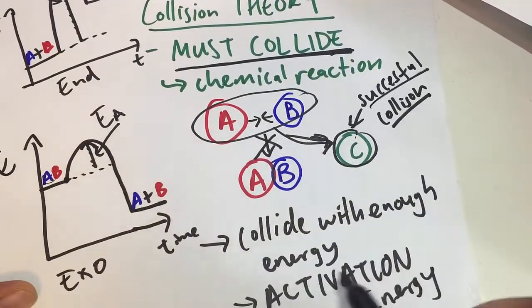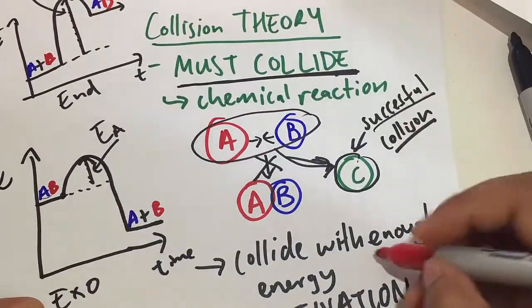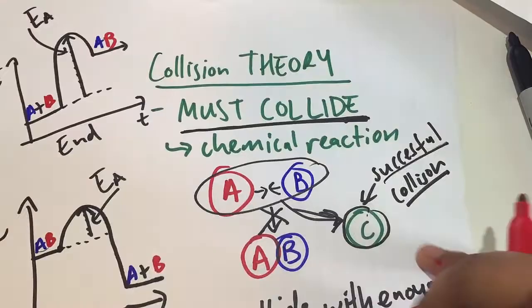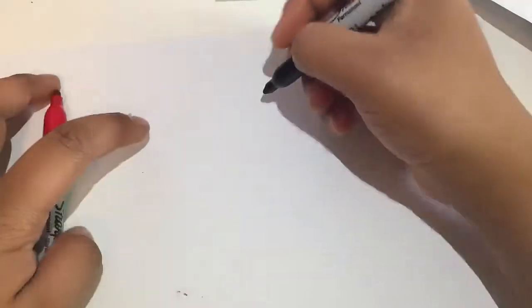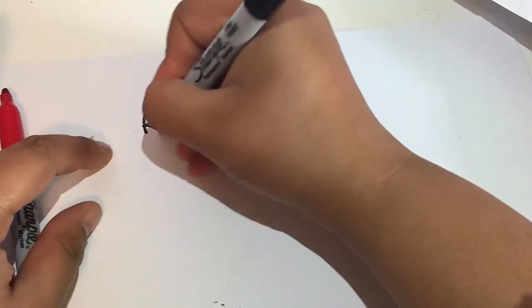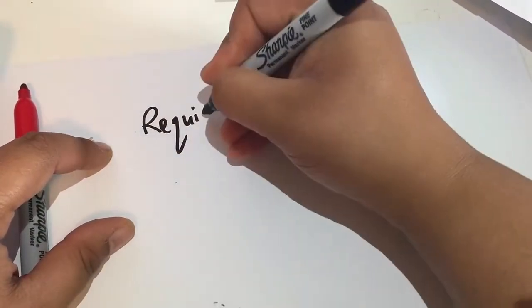However, it's not just needing enough energy to collide with, we also need to be in the correct orientation. So if we go to our list, these are requirements for a chemical reaction to occur.